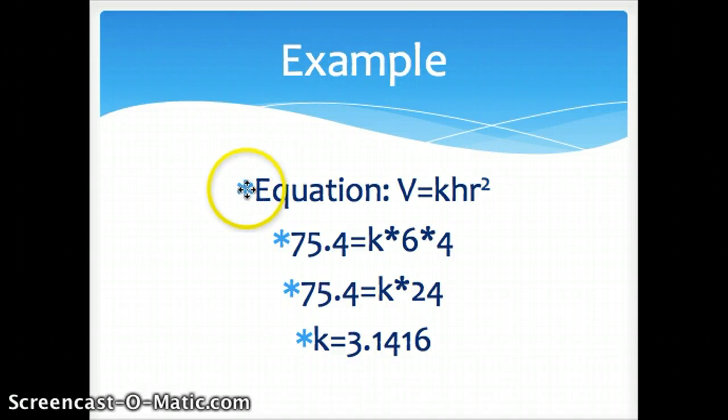And now, just as in the previous example, what you have to do is replace the variables in your equation to get this new equation, that is 75.4 equals k times 6 times 4. Now you multiply 6 by 4, so you'll get 24. So now, in the next step of your equation, you'll get 75.4 equals k times 24. Now, what you have to do is divide 75.4 by 24, and you'll get that k is equal to 3.1416.